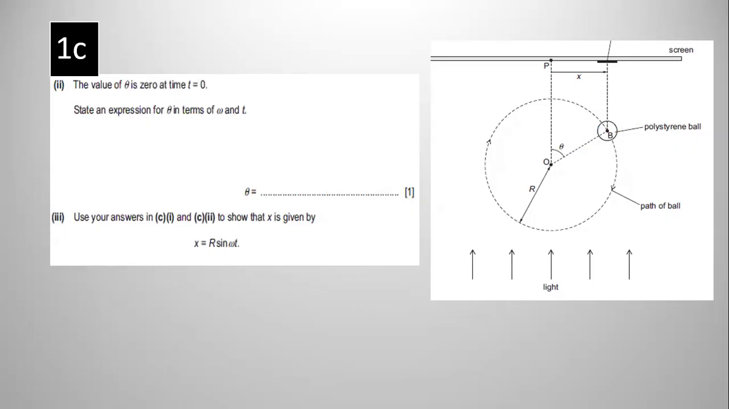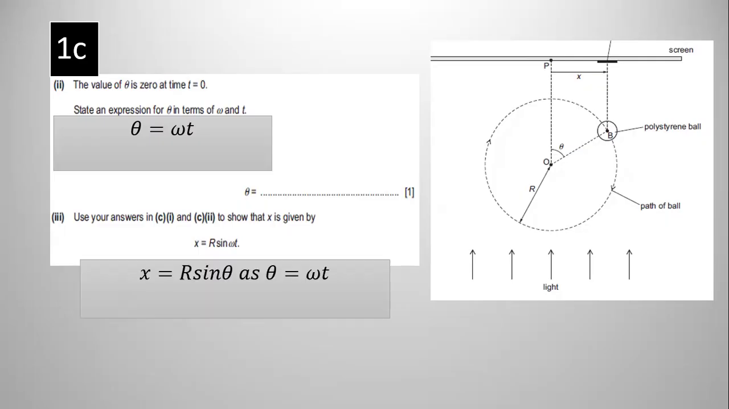Theta is 0 at time t equals 0. Take the expression in terms of theta, in terms of omega t, memory work. Theta is omega t. Use your answer in C part 1 and C part 2 to show that x is given by the equation. Right? That's the equation that we have obtained. We have quoted. Then replace theta with omega t.